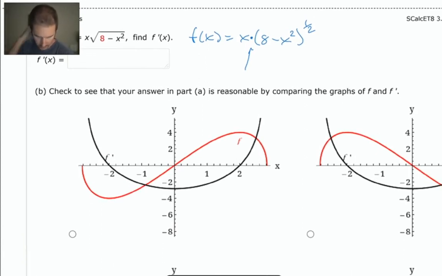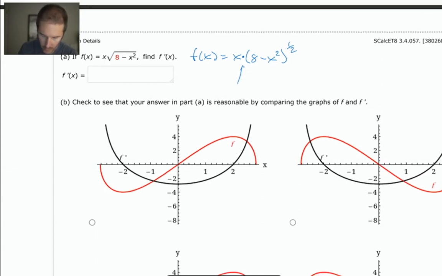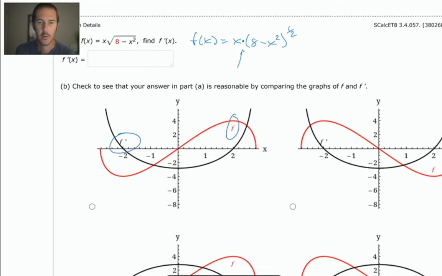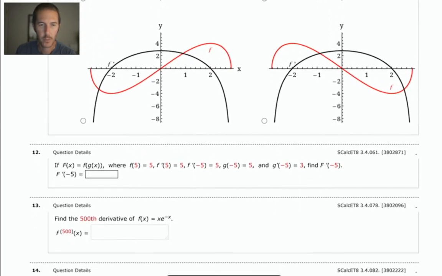And then you've got some graphing components. It looks like your original function f is in red and the derivative function is in black. So see what you can do about matching those up. Question number 12 is cute.